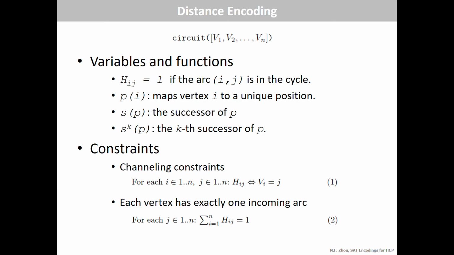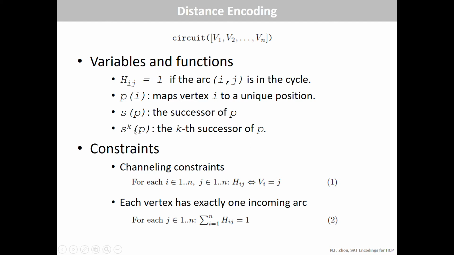So for the global constraint, like Dantzig's IP model, we use a matrix of Boolean variables H to encode a cycle. So Hij equals 1 if the arc ij is in the cycle. We map each vertex into a unique position, so we use this function P. And we also use the successor function SP for the successor of P. And we apply the successor function K times, which we denote as S to the power of K.